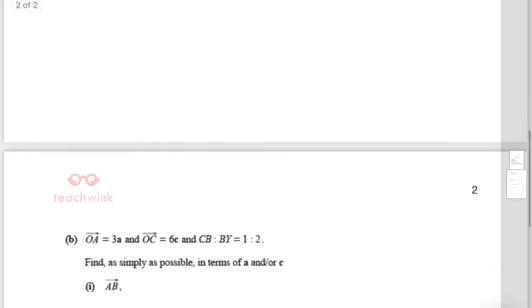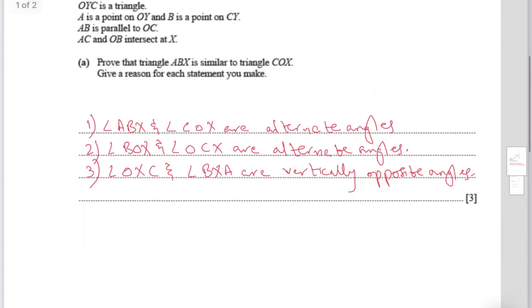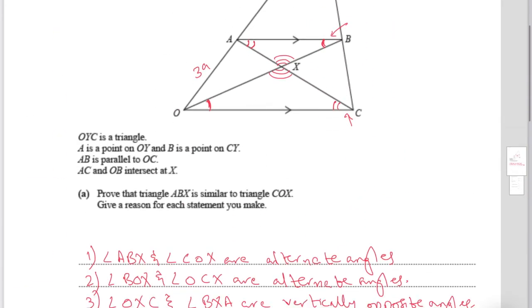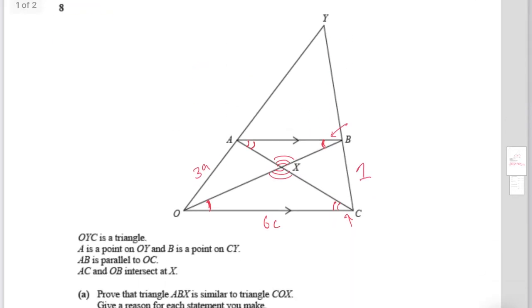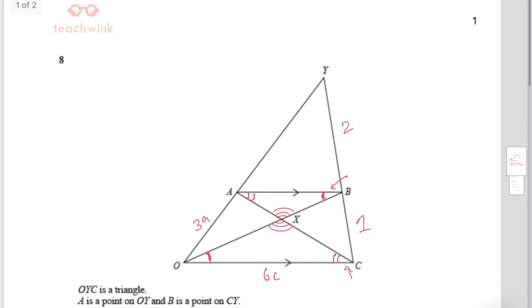Okay, let's move on. The next part of the question says OA is 3A and OC is 6C and CB is to BY is 1:2. Find as simply as possible in terms of A and C the vector AB. Okay, first label them. So OA they've mentioned is 3A and OC they mentioned is 6C. Then they've also mentioned that if this is one part, this is going to be two parts. They've asked us to find the vector AB.